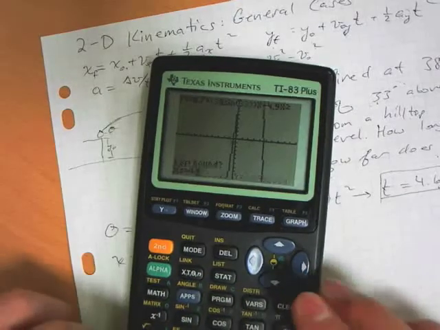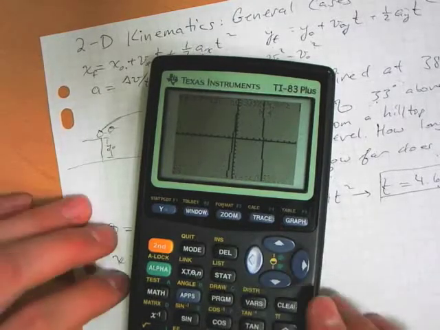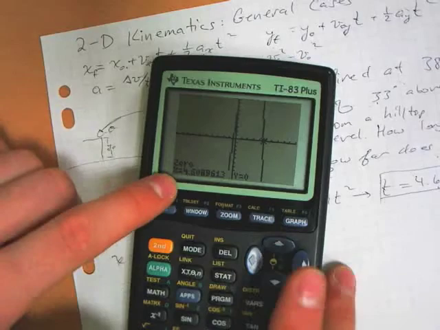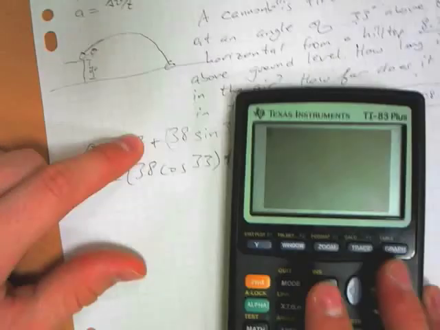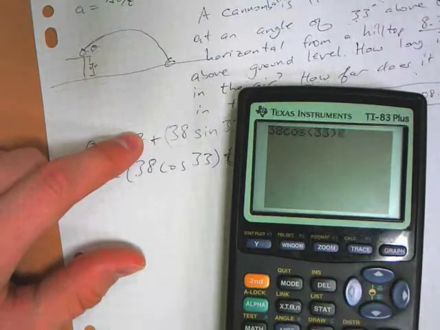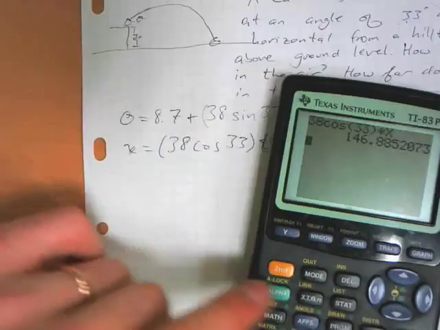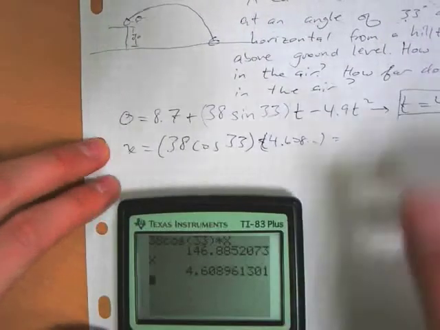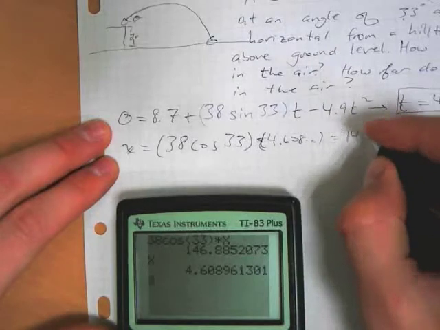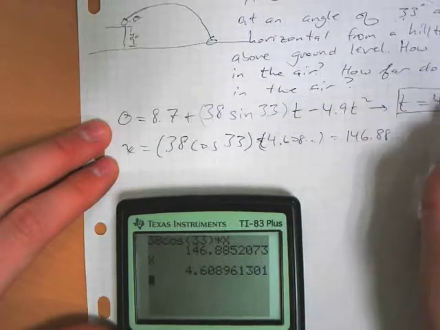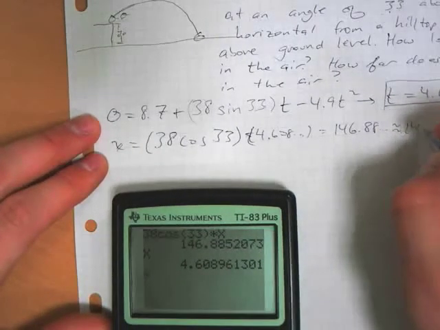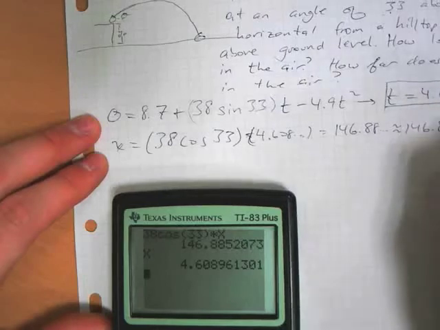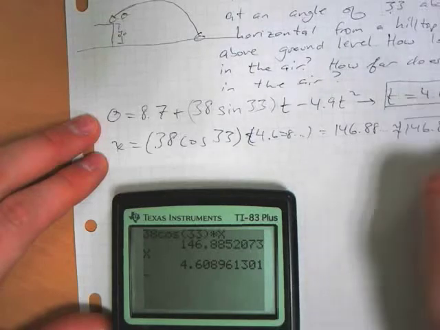I got that 4.608, and that value automatically stores itself as x. So now if I go back to the home screen, I can type 38 cosine 33 times x and just get my answer that way, because x is the 4.608. So the distance it travels is 146.8852, etc. And wherever you truncate this, I guess you should round it. Remember, we don't care about sig figs. You can round to wherever you want. Just don't round to fewer decimal places than we're given in the problem. And so it went 146.89 meters.